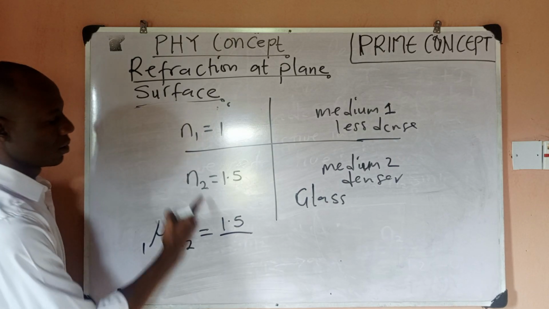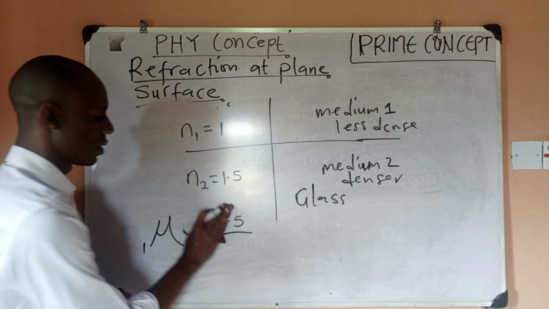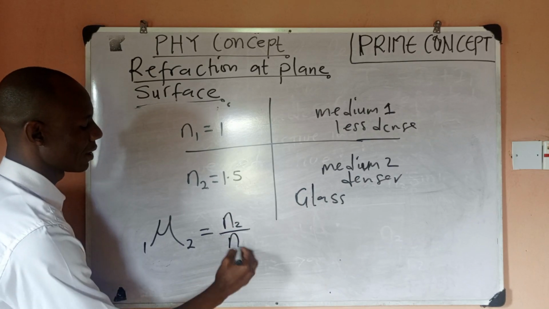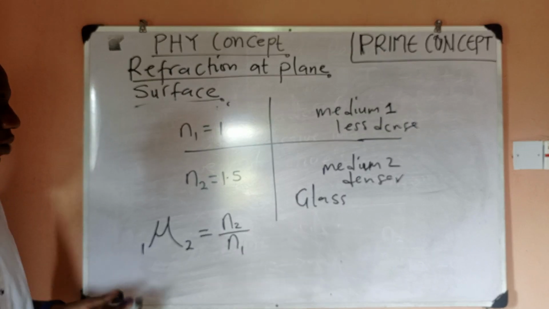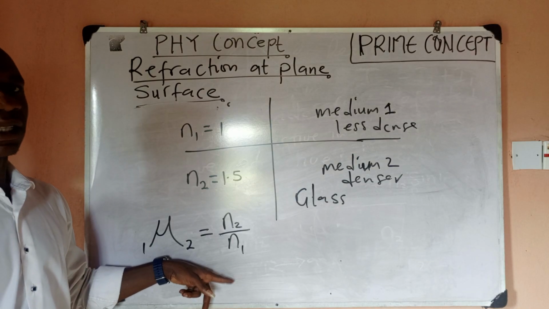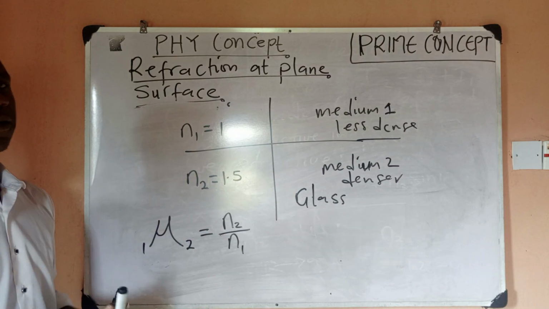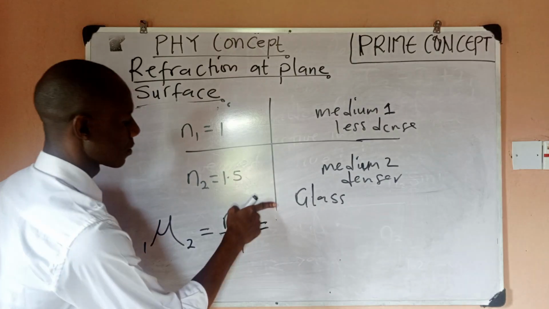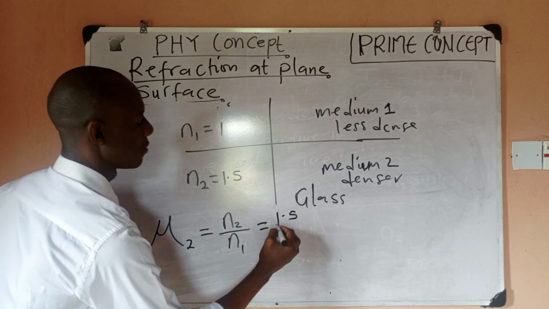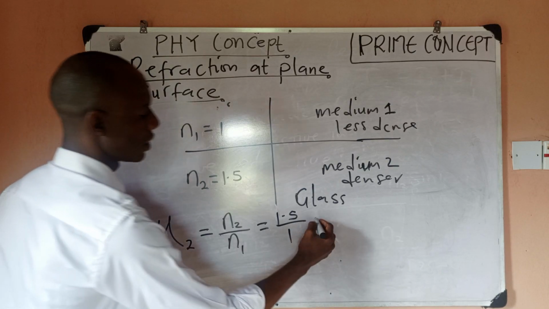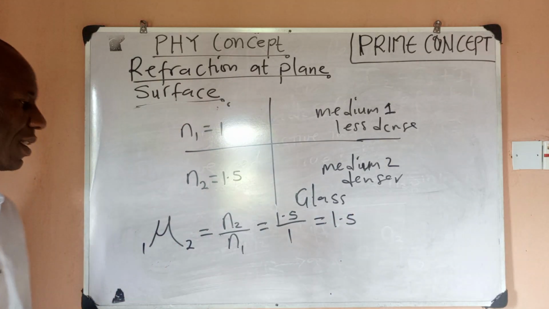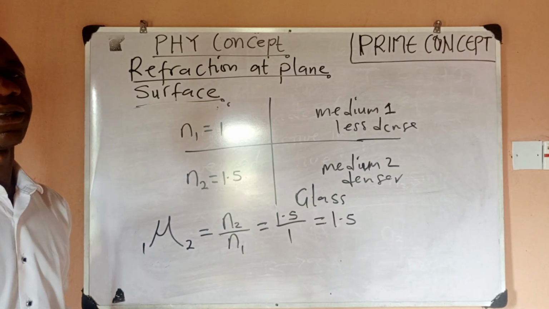1.5 as medium 2. Let's put it this way, it's going to be N2 divided by N1. So the relative is always that of the second medium, which is the denser, to that of the first medium, the less dense. So we're going to have 1.5 divided by 1. So in this case, we have 1.5. So this is the relative refractive index.